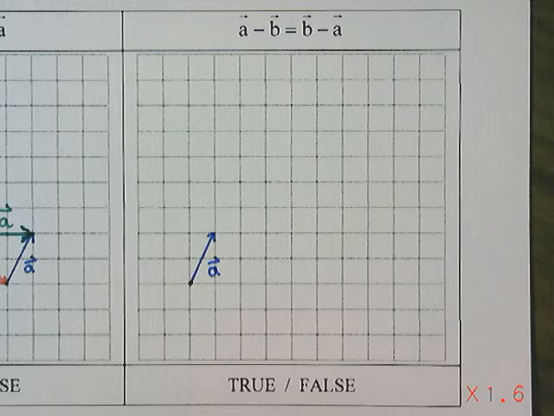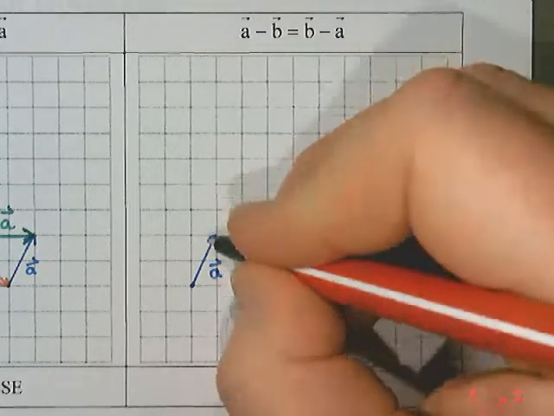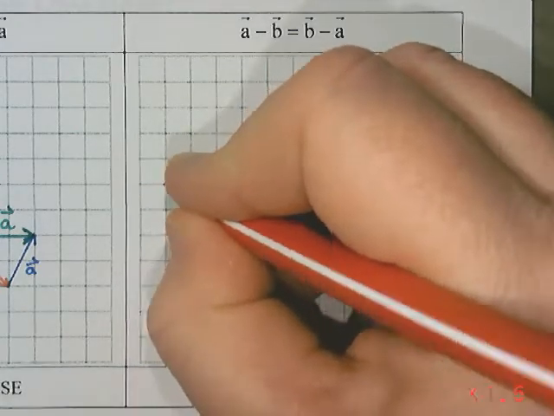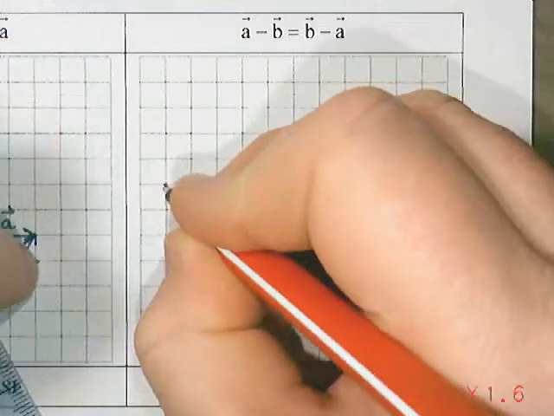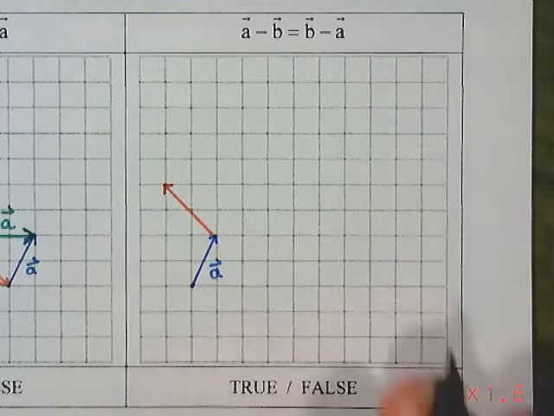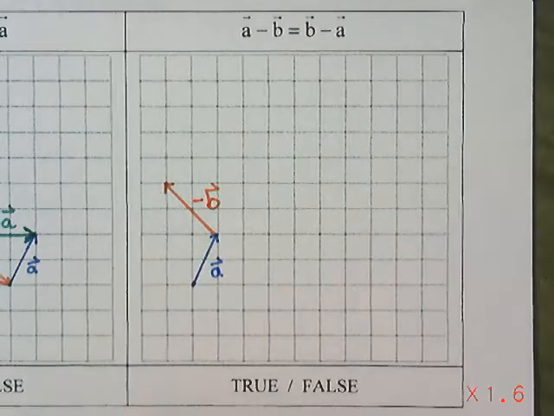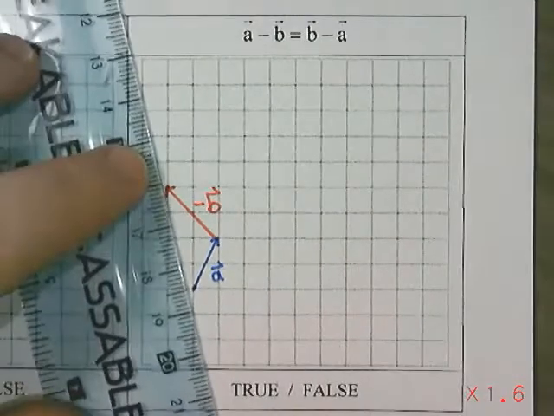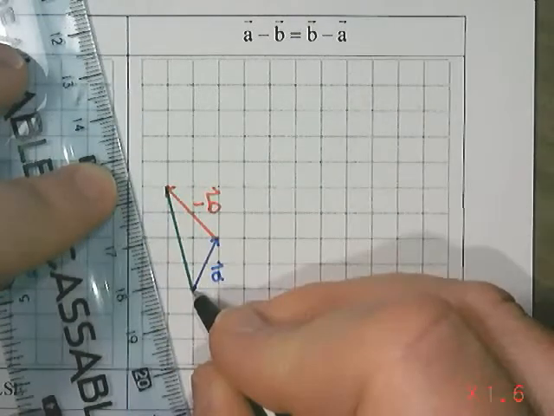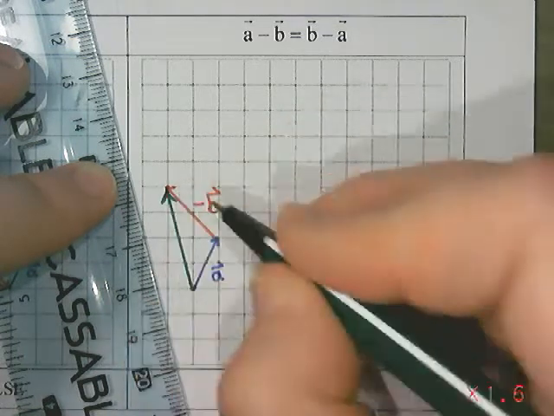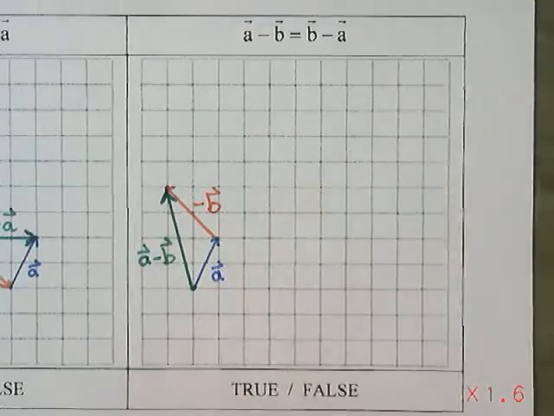And B goes 2 down, 2 over. But we have to go the opposite direction, so we're going to go 2 up, 2 over the other way, because when we subtract, we do the opposite. That was what we talked about yesterday. So this is negative B, right? A minus B. And if I draw in my resultant, it starts at A, it ends at the end of B, and that is A minus B.